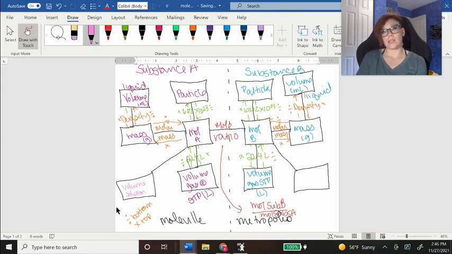But if you're going from volume of a solution to mass, then that's going to need to be in liters. So it just depends on what you're in. But for now, we'll put liters here. So volume of a solution in liters.